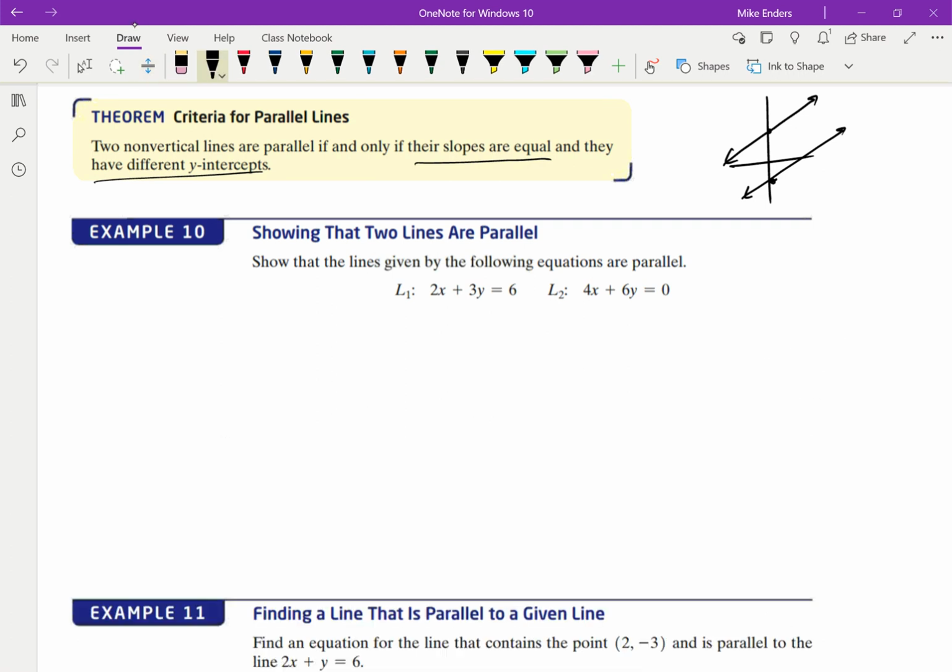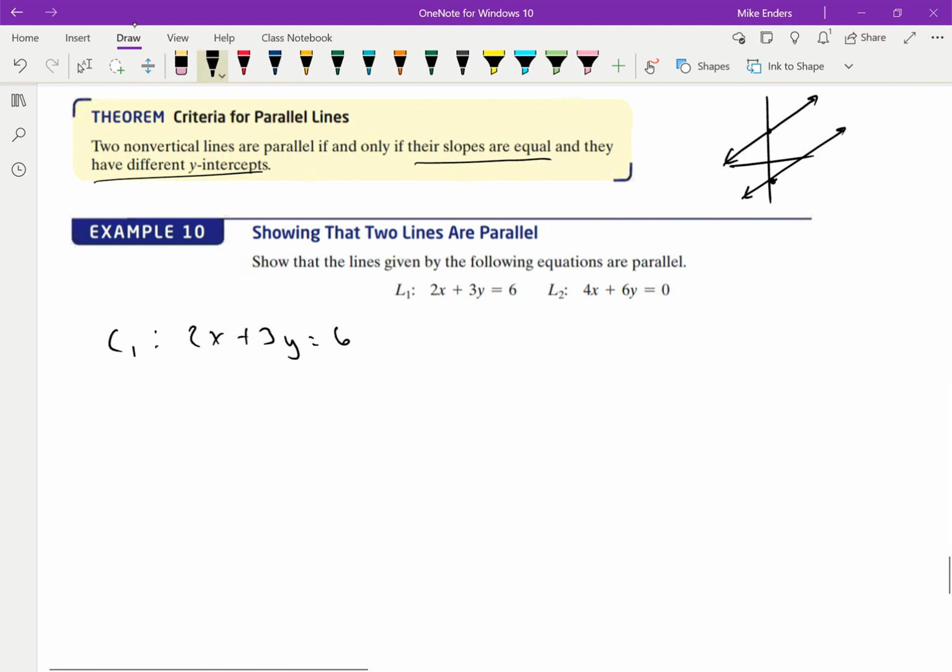So what we can do is show 2 lines are parallel by not even graphing them, but just taking a look at their slope-intercept form to find their slopes and their y-intercepts. So if we take a look at L1 here, line 1, 2x plus 3y equals 6. Let's go ahead and solve this and put it into slope-intercept form. Let's convert both of these into slope-intercept form. Then we want to see that the slopes are the same, but their y-intercepts are different. So that's a not equal sign there.